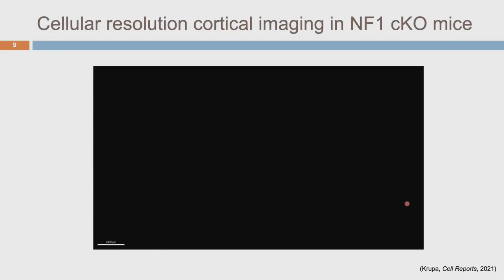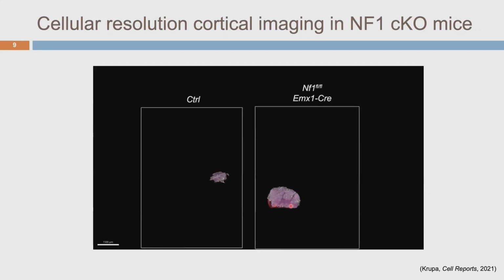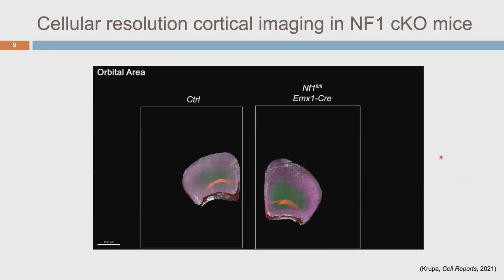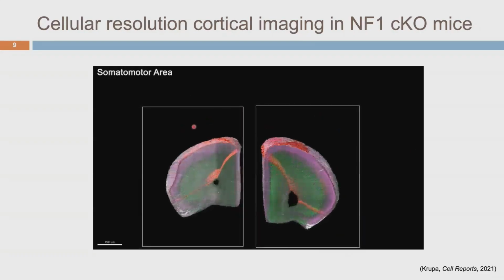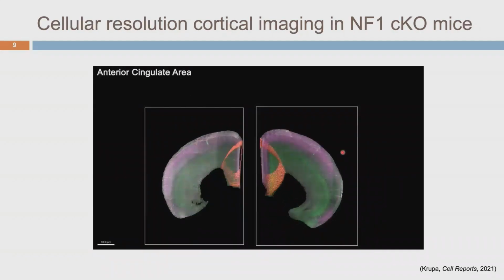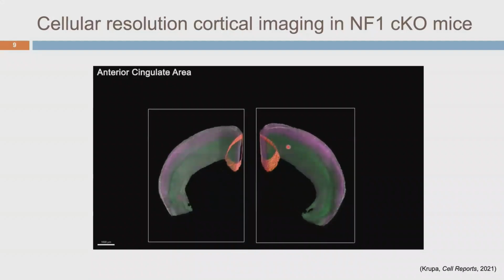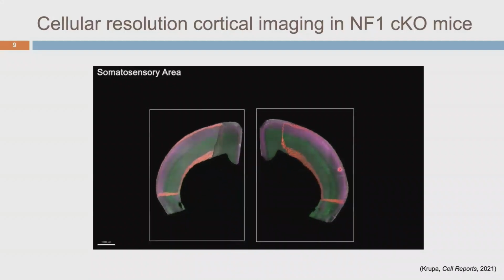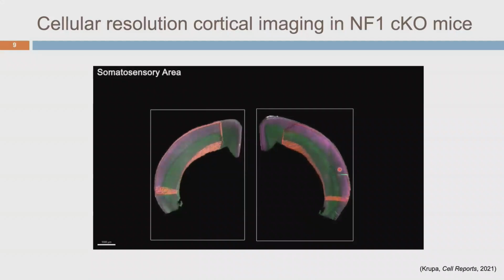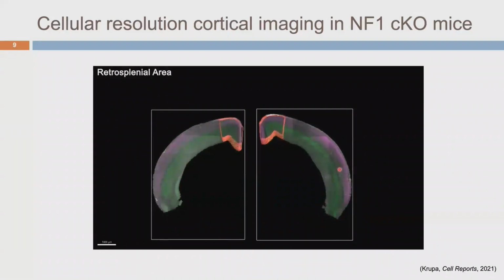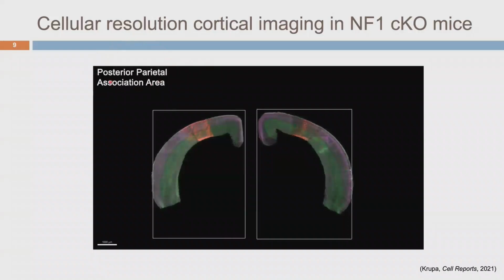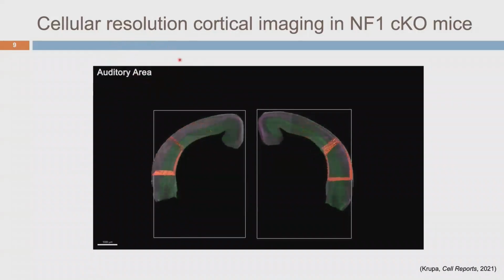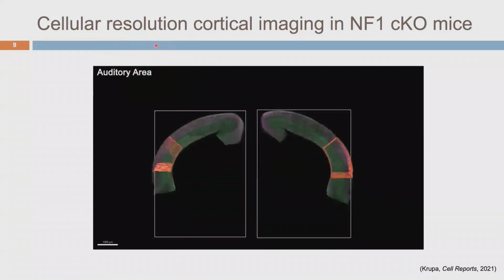So here's what these images look like. There we go. With the right side being the NF1 conditional knockout and the left side being control. So here you can see labeling of 2 different layers of the cortex, the lower layer and the upper layer. We also have a nuclear stain, which we use to count every cell. We're able to count cells within each region of the cortex, which is identified through registration to an annotated atlas. And you can see those registered regions here.